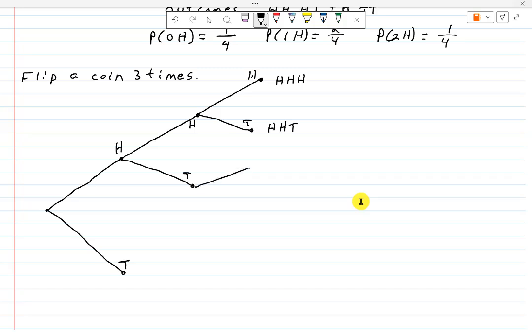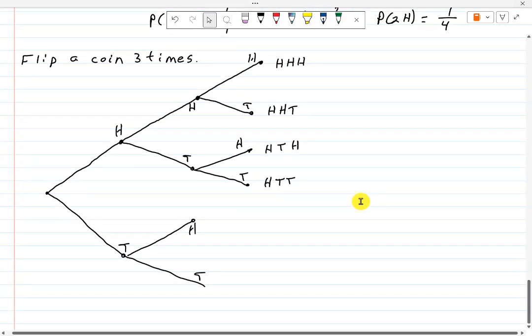This one here, branch off. We have heads, tails again. So the next one I have is HTH and then HTT. Finally, this one, I don't know what happened here. Let's get a second flip on this thing. H or T. And then a third flip on it.